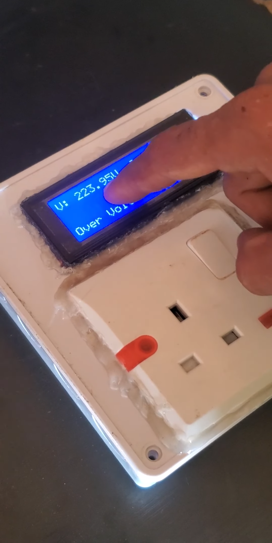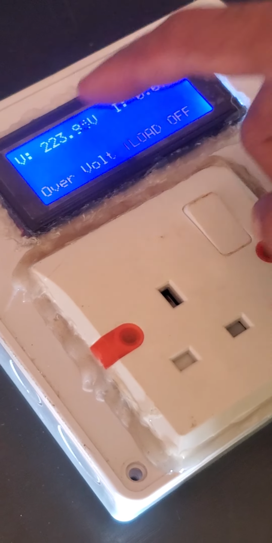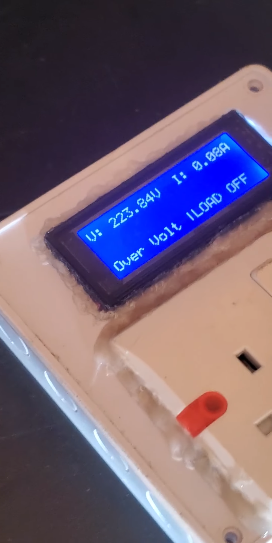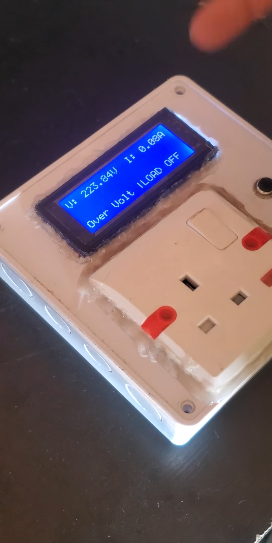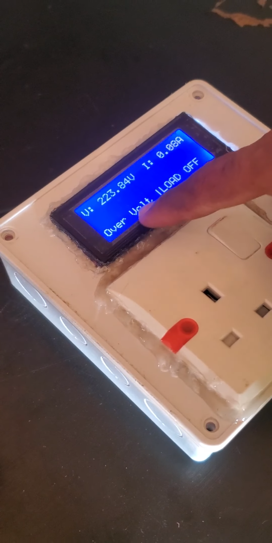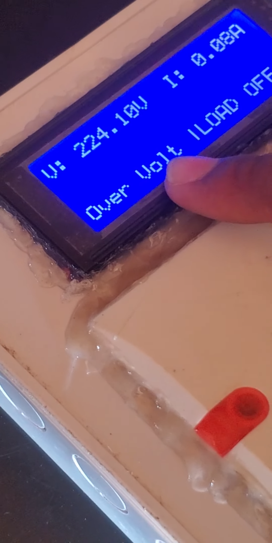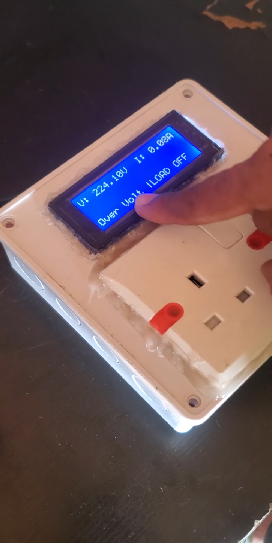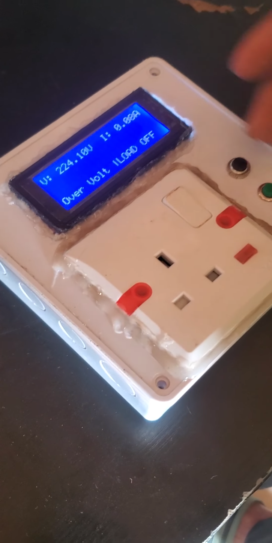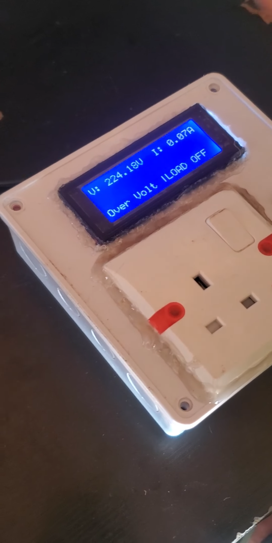223 is the voltage it's measuring, and we set the maximum voltage threshold to 200. So it's reporting over voltage. It's reporting over voltage.